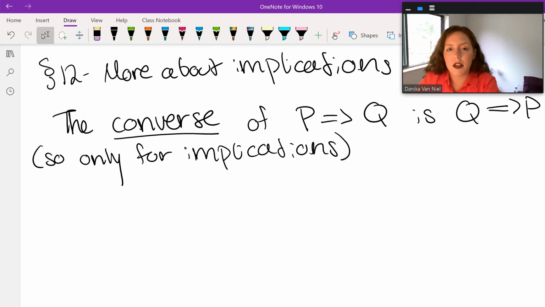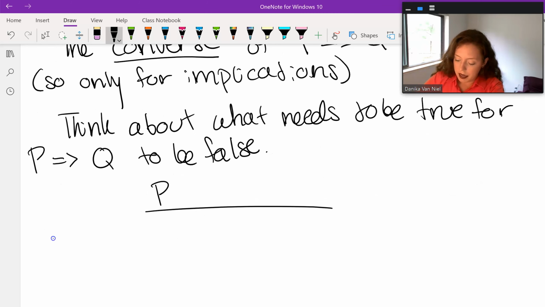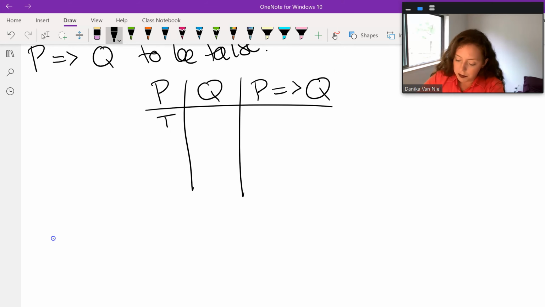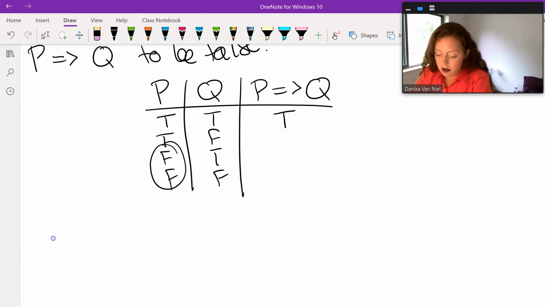Now let's think about what needs to be true for P implies Q to be a false statement. Maybe let's draw up our truth table and look at that. So we want P, we want Q, and then we also want P implies Q. For P, we just go true, true, false, false. So P implies Q: if P is true and Q is true, it's true. Whenever P is false, P implies Q is going to be true. So the only time that it's false is when P is true and Q is false.